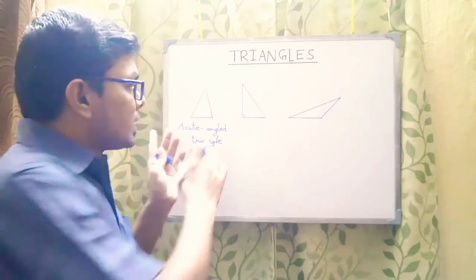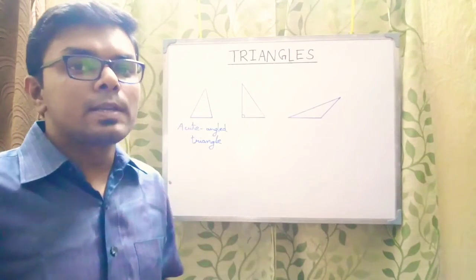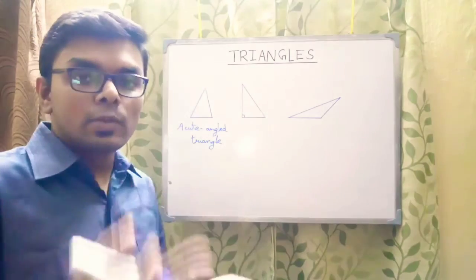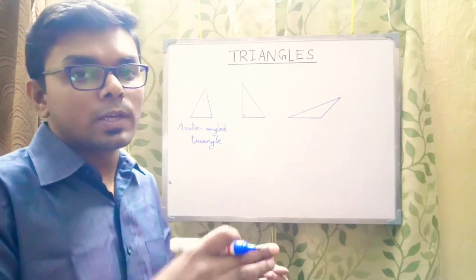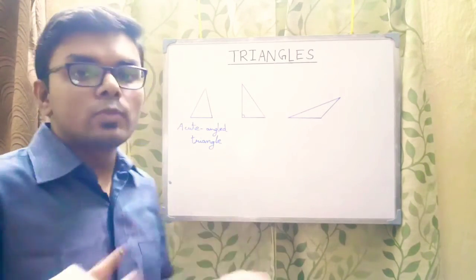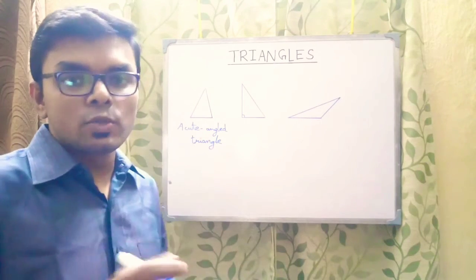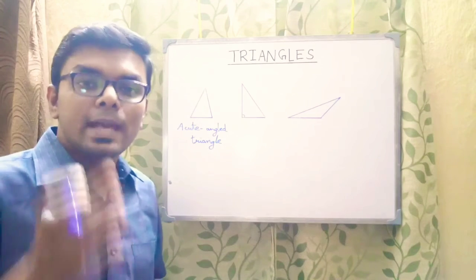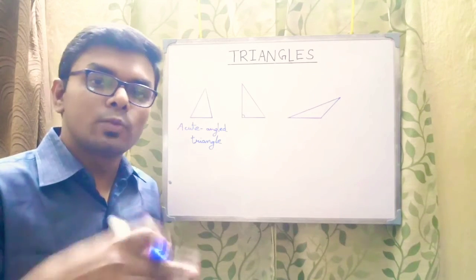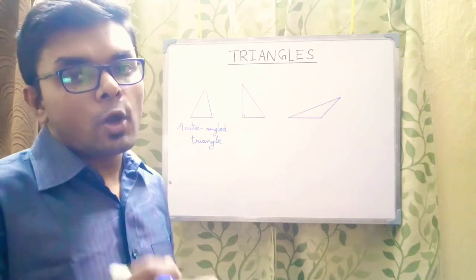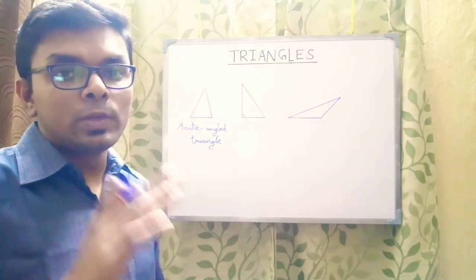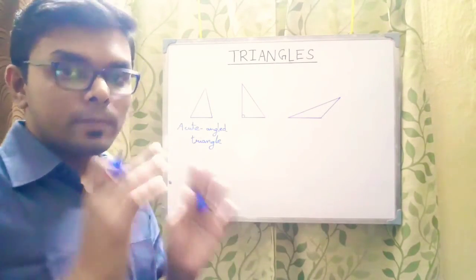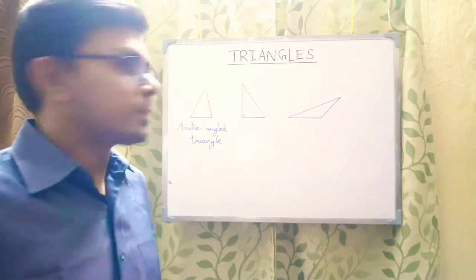Now before learning about the types, I think you have a pretty clear idea about what is an acute angle, what is an obtuse angle, and what is a right angle. So an acute angle is an angle whose magnitude or value is less than 90 degree. A right angle is an angle whose value is equal to 90 degree. And an obtuse angle is an angle whose value is greater than 90 degree but lesser than 180 degree. So this knowledge is required.